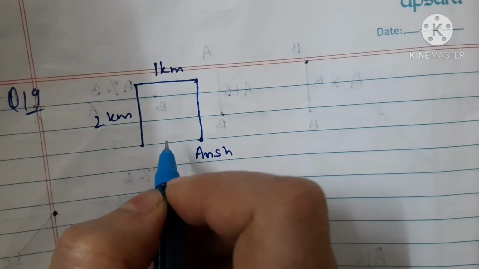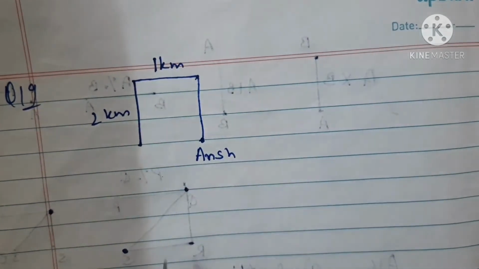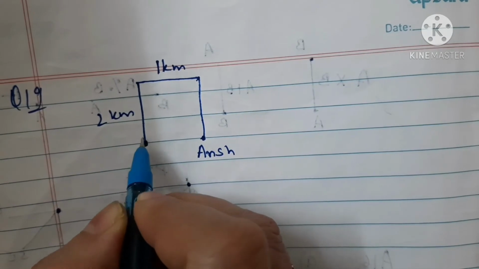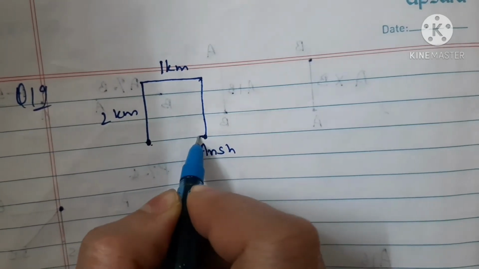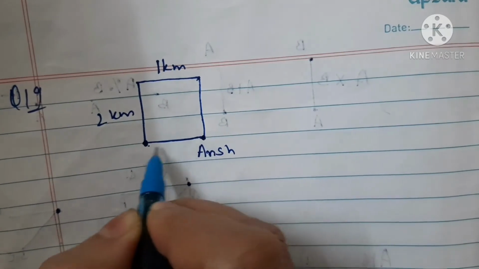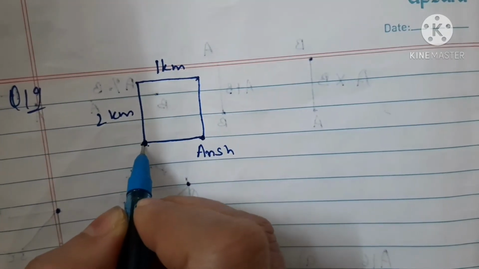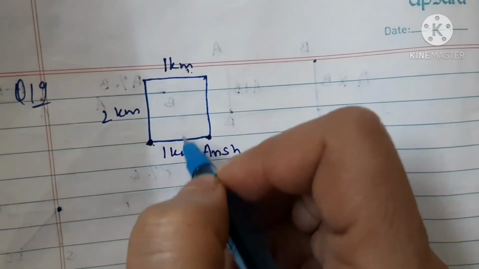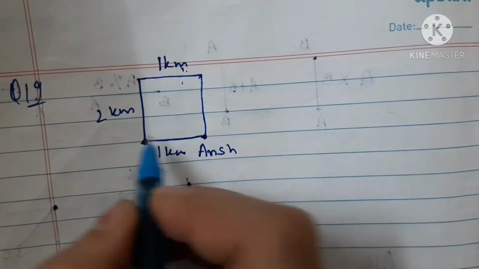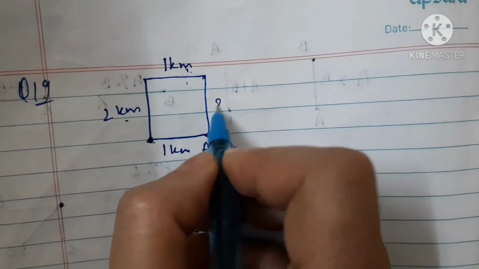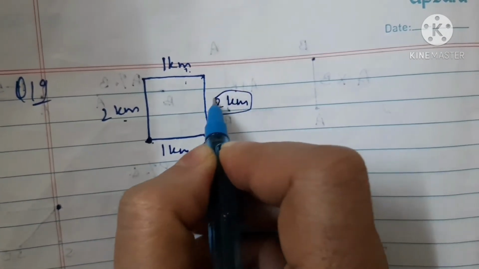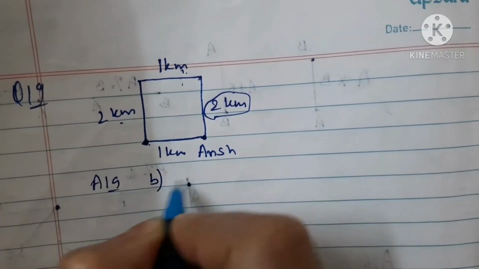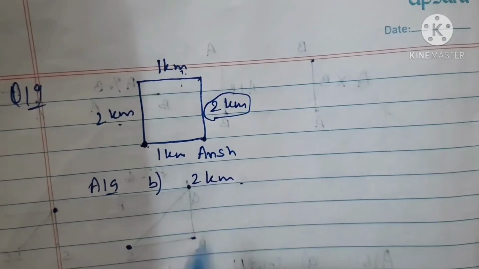He found himself 1 kilometer west of his starting point. Now when he has reached this point, he has found that he is to the west of the starting point. Yes, he is to the west of the starting point. This is the starting point and he is to the west, exactly at this point. And this is 1 kilometer. So you can see these two are the same, opposite sides, 1 kilometer, 1 kilometer. That means these two sides will also be the same, 2 kilometers. So the answer for this question will be B part, 2 kilometers.